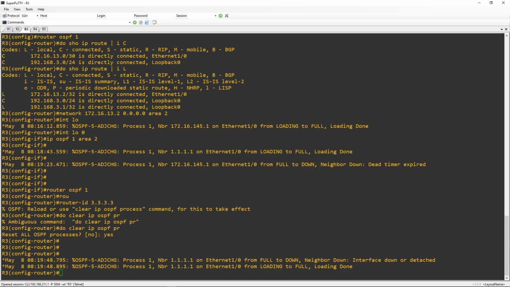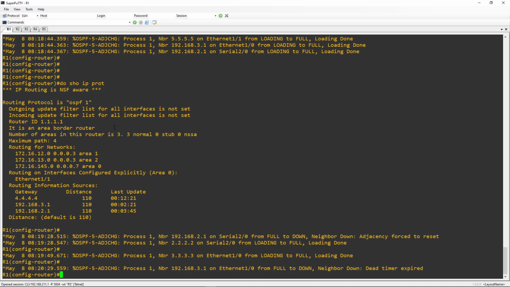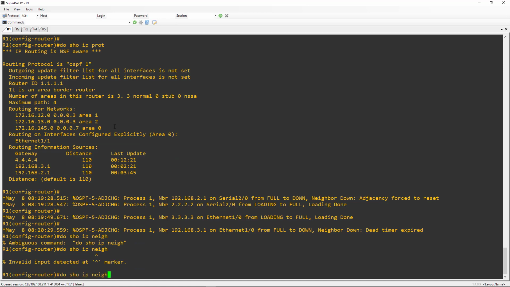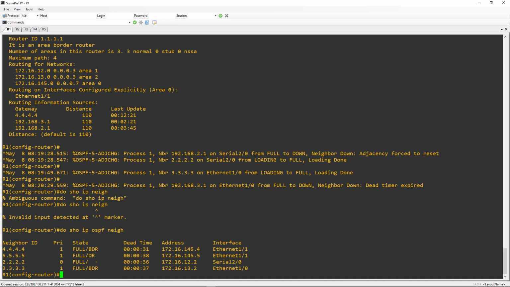All right. So we've cleared our processes. Let's go ahead and clear the process on router 1 as well. Let's just do this real quick. Show IP OSPF neighbor, and see if router 1 is aware of these new router IDs. I mean, it should be. Show IP OSPF neighbor. Yeah, we see all the router IDs are consistently configured: 4.4.4.4, 5.5.5.5, 2.2.2.2, and 3.3.3.3. All right.